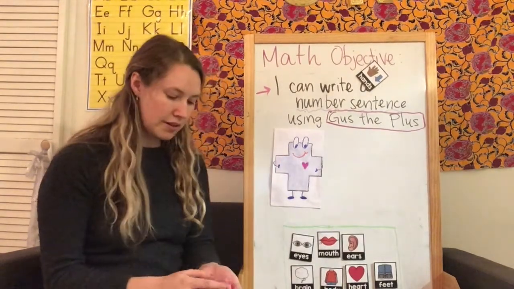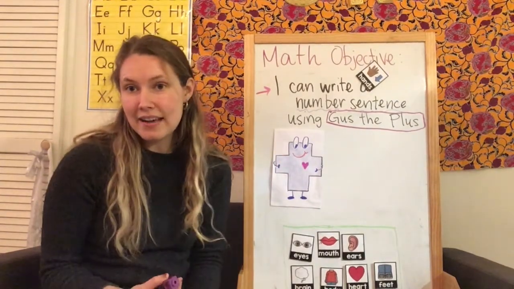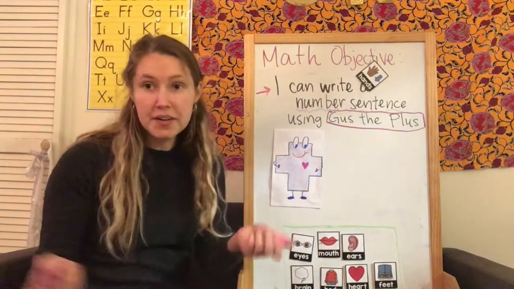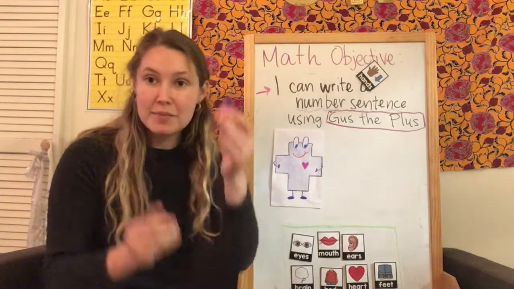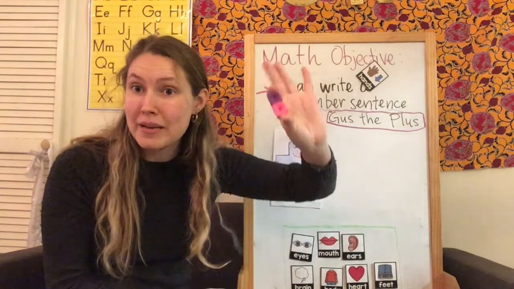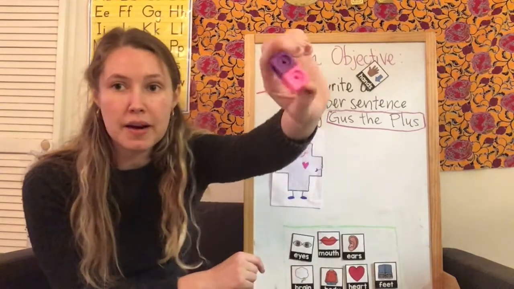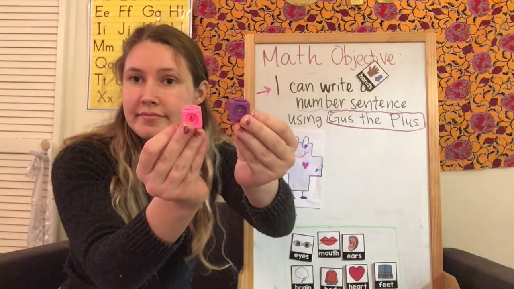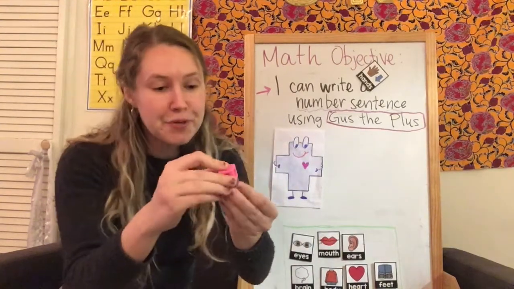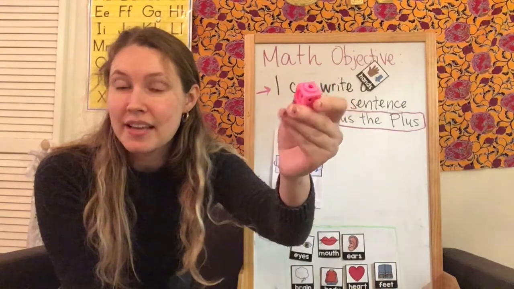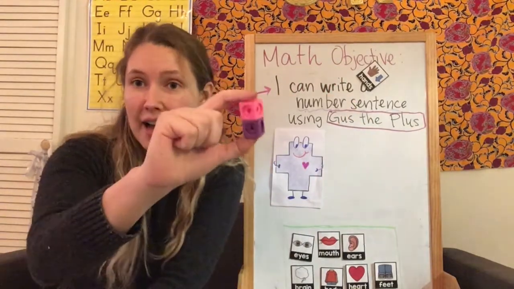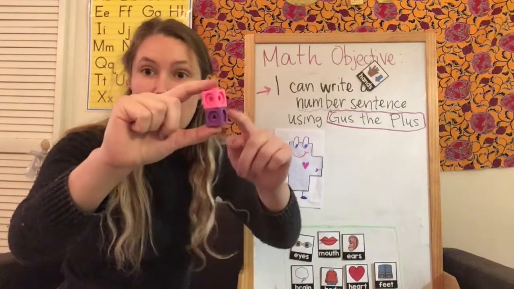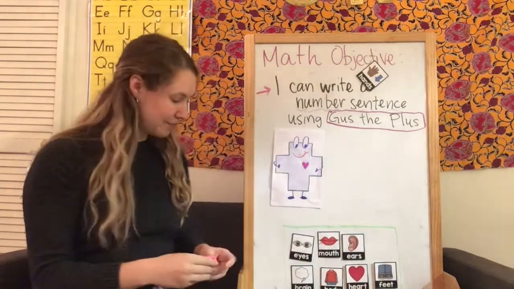So I just want to give you a little example, thinking about what we did last week. Last week we were taking different colors and putting them together and seeing how many we could make. So let's look at this one right here. How many Unifix cubes do I have? 2, right, I have 2. If I stack them up, I still have 2. Now, how many of each color do I have? I have 1 purple and 1 pink.